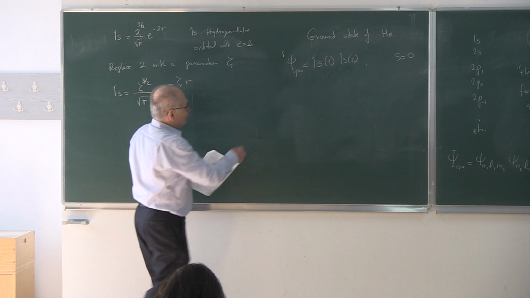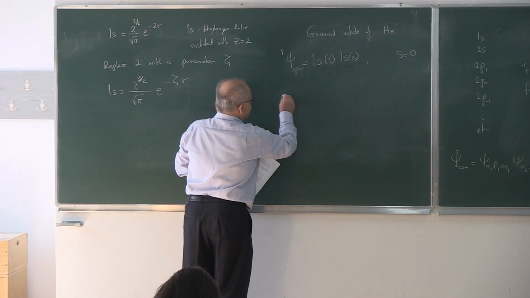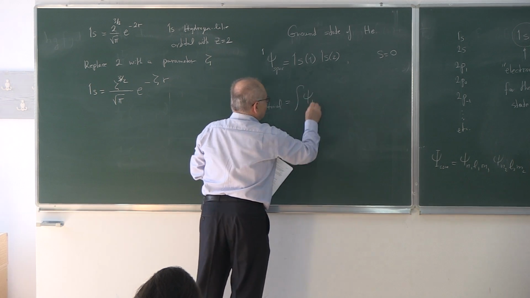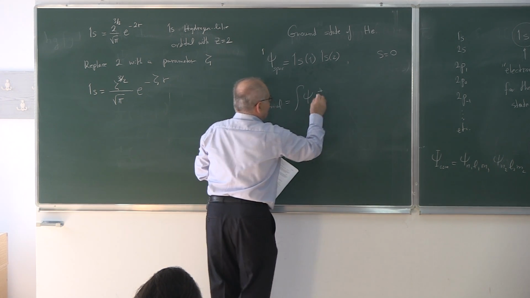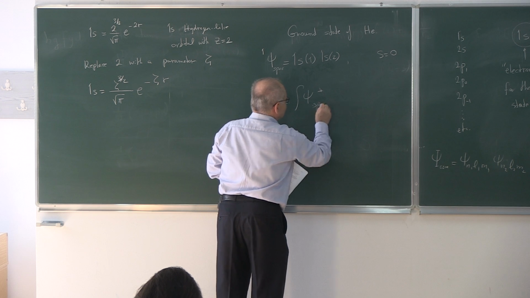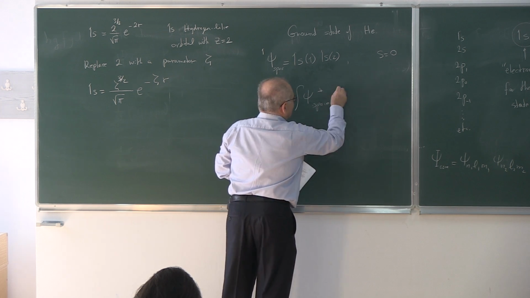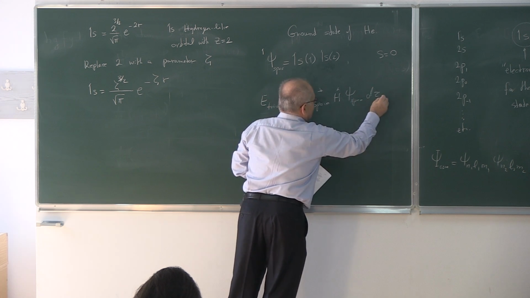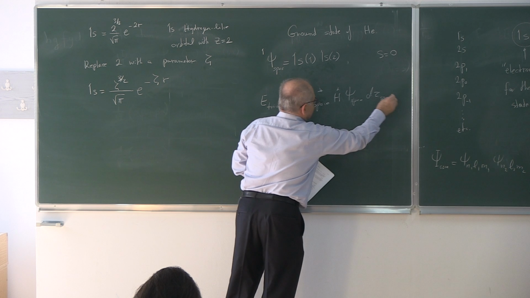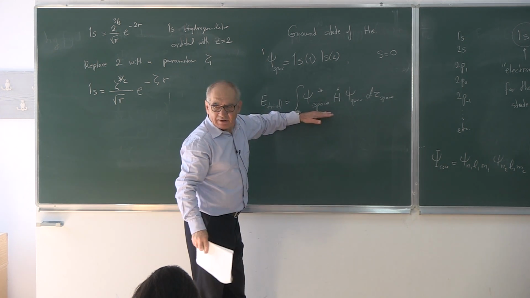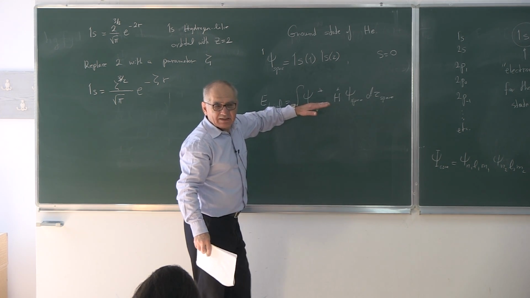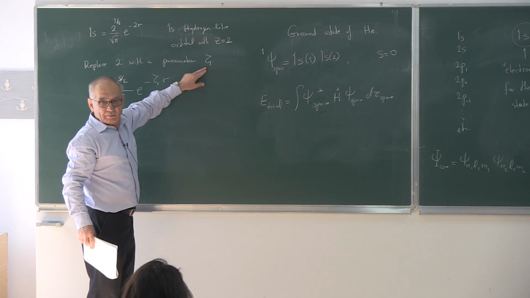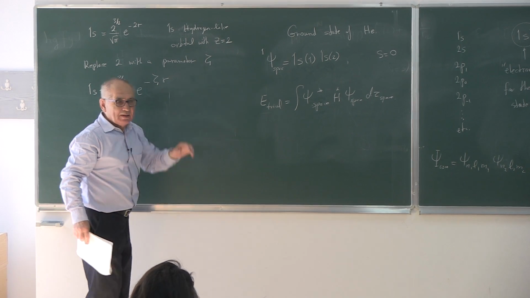As a result, in the variational expression, the integral of psi trial times the Hamiltonian times psi trial, d tau, the value of this integral depends on which number you use for zeta. Okay?